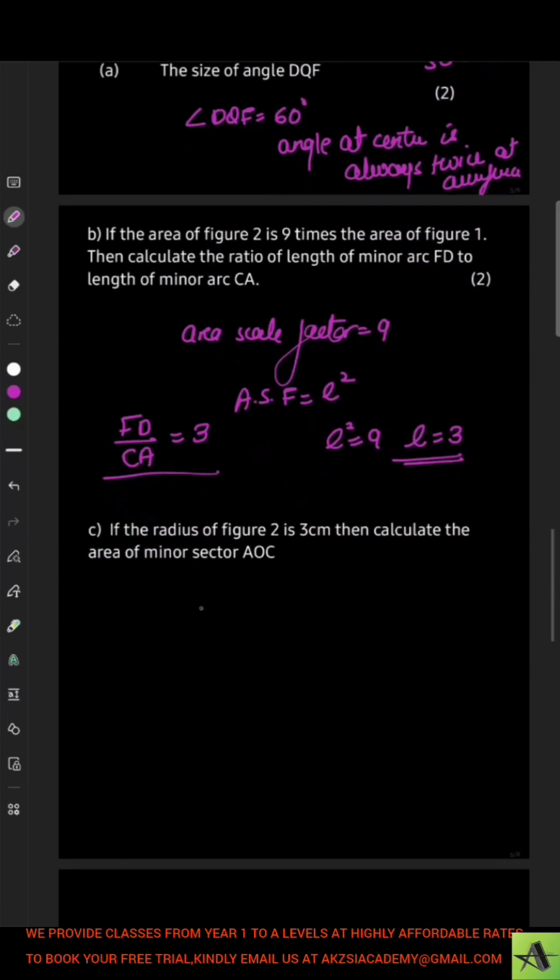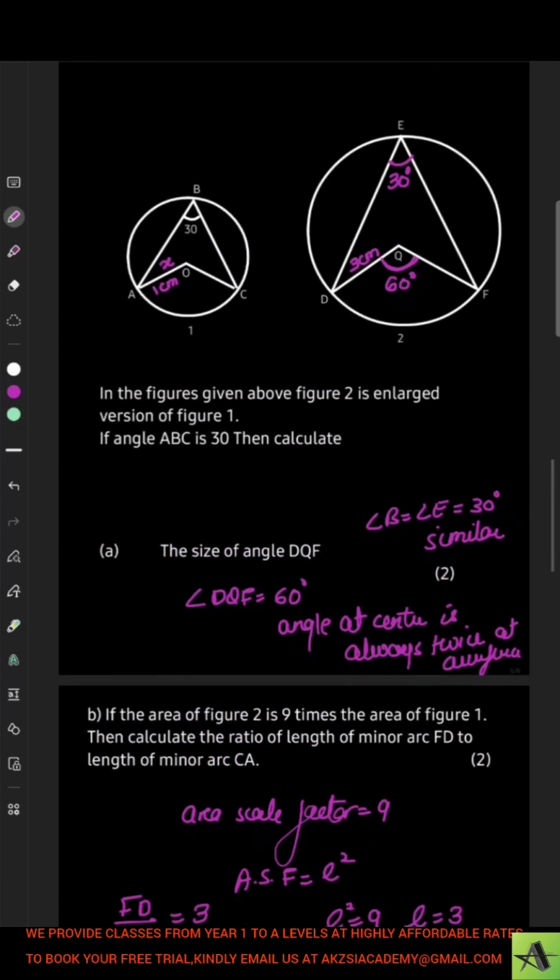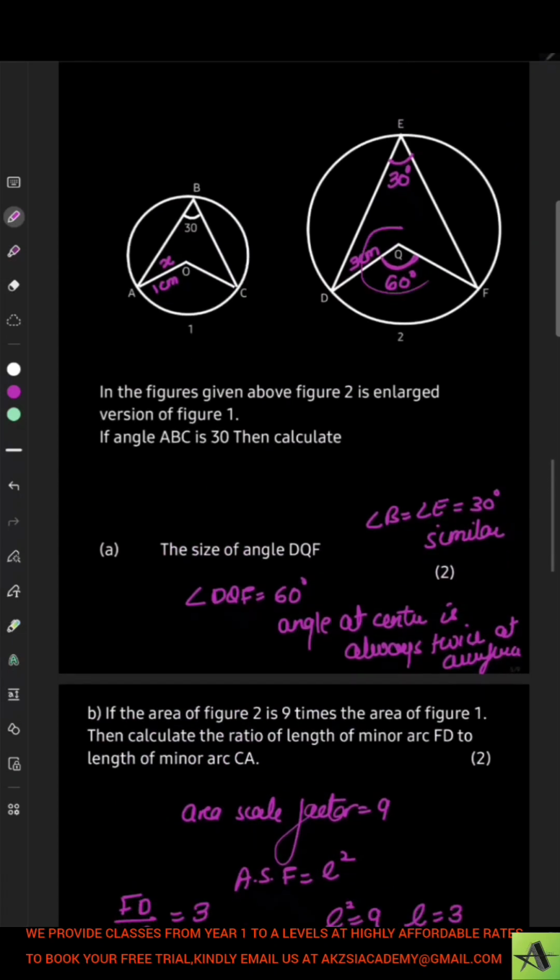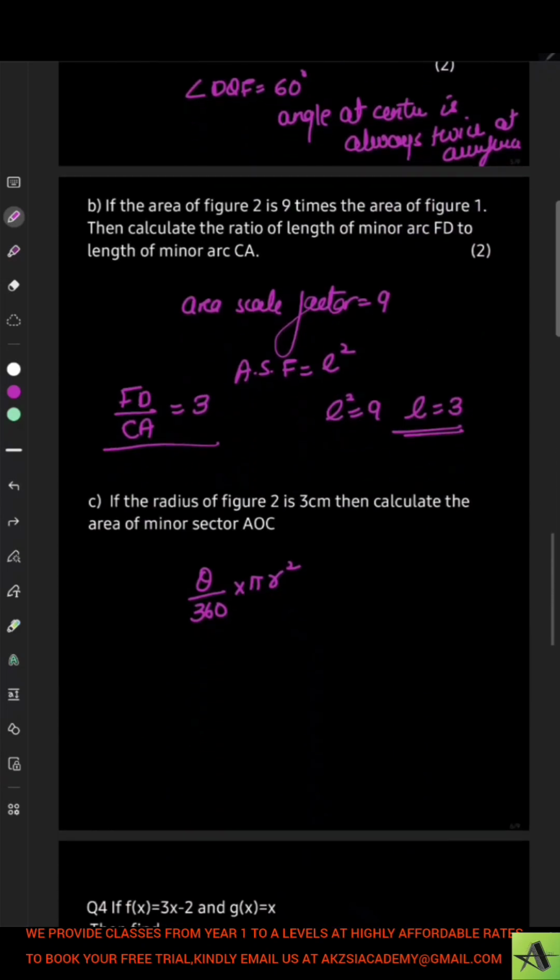So the formula is theta over 360 times pi r squared. Theta is 60 because we know they are similar. So if this is 60, this is 60 as well. So 60 by 360 times pi times 1 squared, and that would be pi over 6. And my answer will be 0.523 centimeters squared.